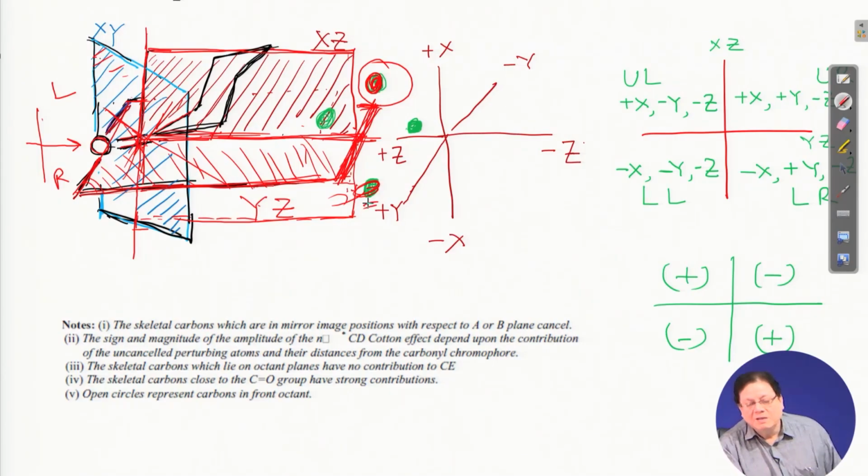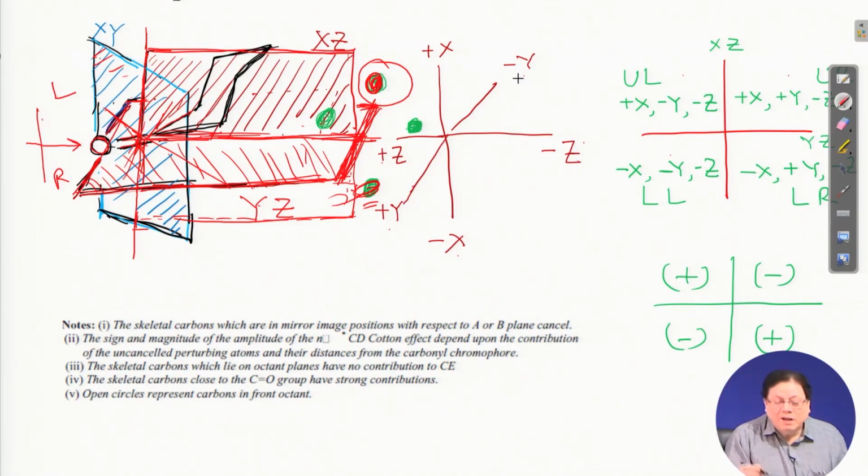So now, in the rear octants, you have upper right, upper left, lower left, and lower right. Okay. And the contribution of a substituent depends on which octant it is occupying. That is important. And if you look at the sign of the axes, it is plus x minus x, plus z minus z, and plus y minus y.